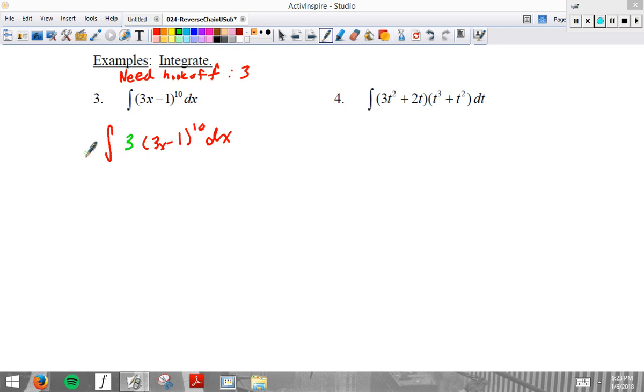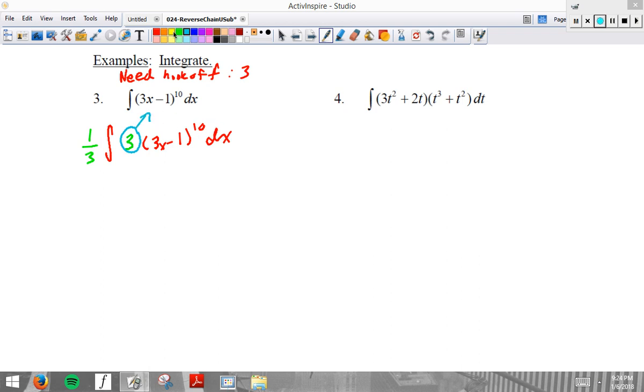So to create that 3, at the same time, I multiply by the reciprocal of 3. I multiply by 3 and I multiply by 1/3, because 3 times 1/3 is 1. So you're going to multiply by 3 and 1/3, because now all we've done is multiplied by 1. So everything's in balance.